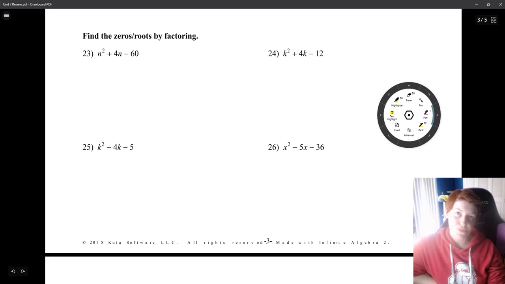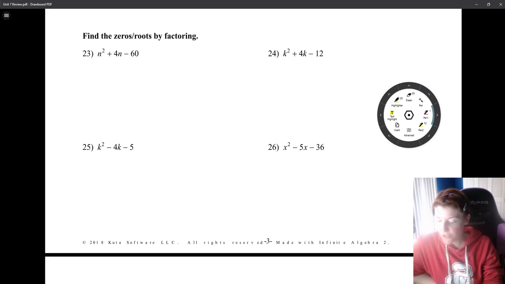Finding the roots or zeros by factoring. So this is where you'll need your factor chart. Yes, you do still get to use your factor chart. If you need a new one, let me know. I will send you a copy of it. I can put it on our Google Classroom too. I think that'll be easier.